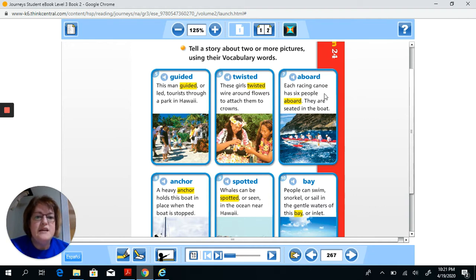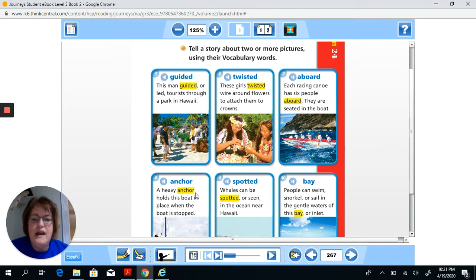Aboard. Each racing canoe has 6 people aboard. They are seated in the boat. Boys and girls, you can tell by that sentence after the word aboard that when you're aboard something, it has something to do with being in it or on it. Here it says they are seated in the boat. So we know being aboard the boat means you're in the boat.